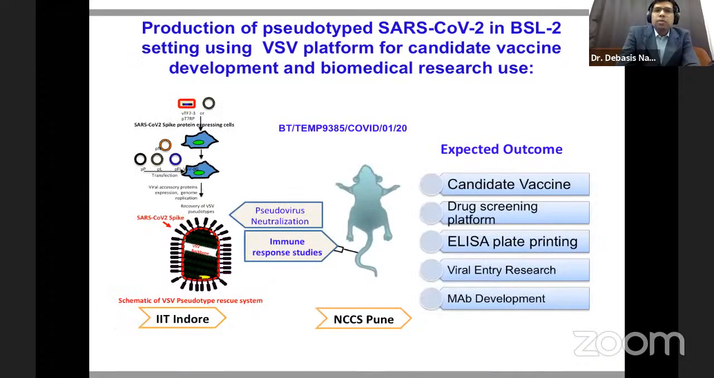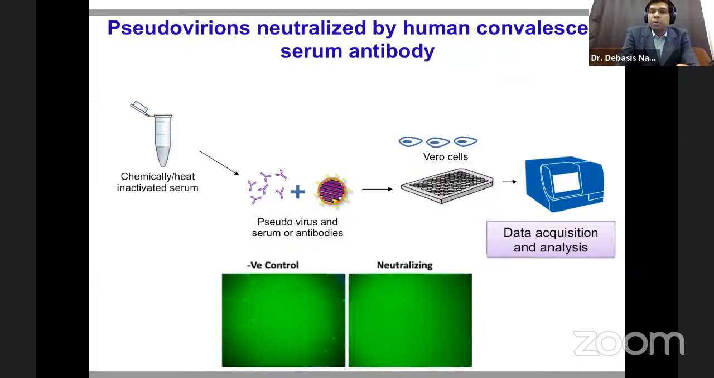This particular project, as I told you, is the BT project, the biotechnology project by BIRAC. We have done the animal testing at IIT Indore and Pune, and based on that, we have made the candidate vaccine. We have made a platform to screen drugs, ELISA plate, parallel entry research, monoclonal antibody development. Using this particular pathogen, we have achieved many of these objectives in research on coronaviruses. And the National Biopharma Mission is also taking interest in our platform, to standardize it for vaccine testing across the country. So soon we will also hear about how our platform is going to work.